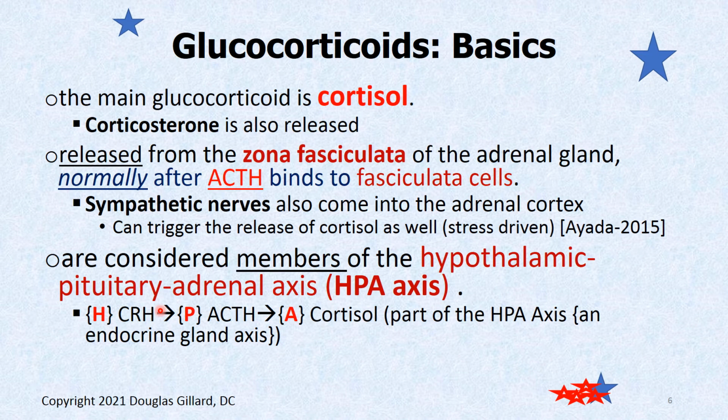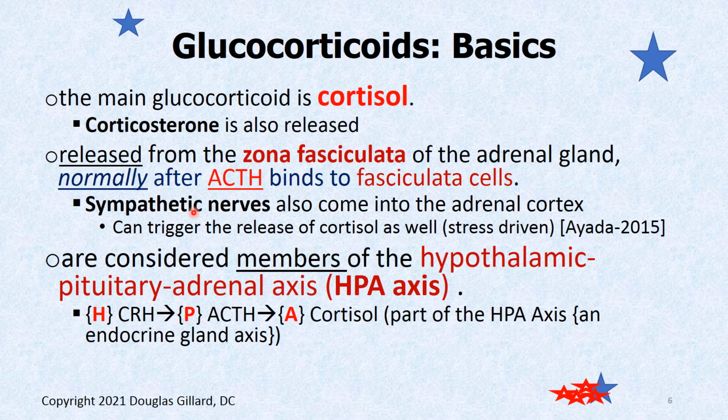Basics of glucocorticoids. The main glucocorticoid is cortisol. Corticosterone is another one released. Where are they released from? I know the adrenal cortex, but more specific. Zona fasciculata. Remember GFR: glomerulosa, fasciculata, reticularis. So the middle layer is where they're released. They're released from the zona fasciculata, normally stimulated by the binding of ACTH.